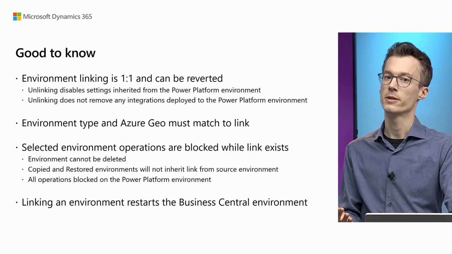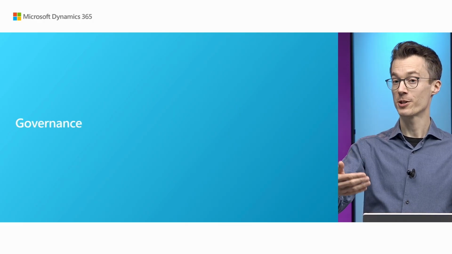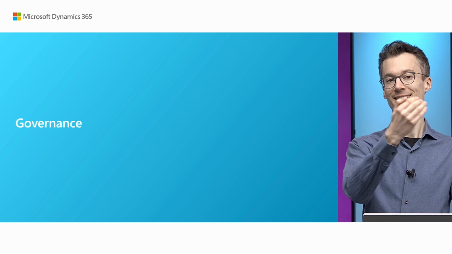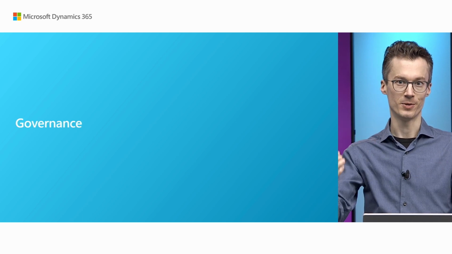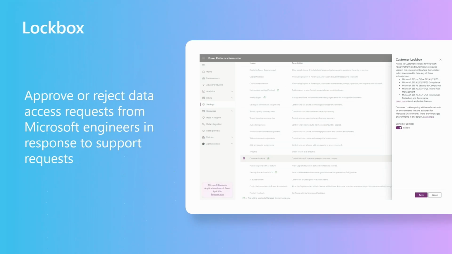Finally, small comment. When linking an environment, it will trigger a restart of the Business Central environment. So once we have established the link between the Power Platform environment and the Business Central environment, it will bring me to the next section, the governance part of it, because that enables two enterprise policies that we now can also apply to Business Central environments.